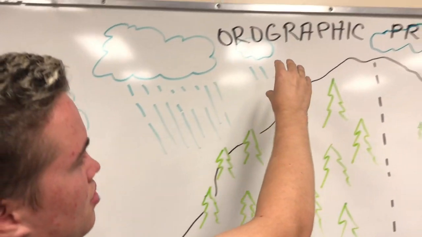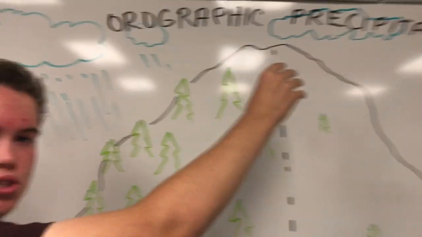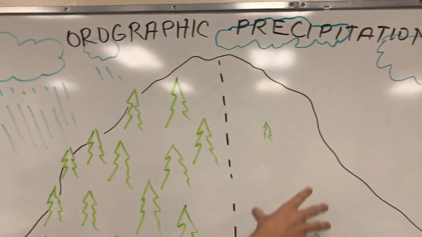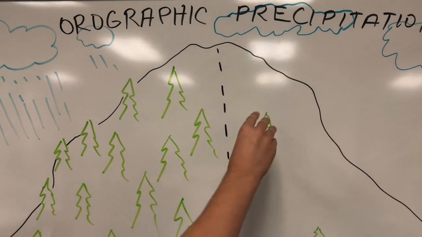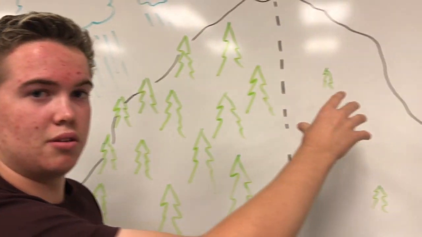And then once it crosses over the top of the side of the mountain, if there's no more moisture for the clouds to drop, then on this side of the mountain, in this case the east side, there would be very little precipitation, which means very little plant growth.